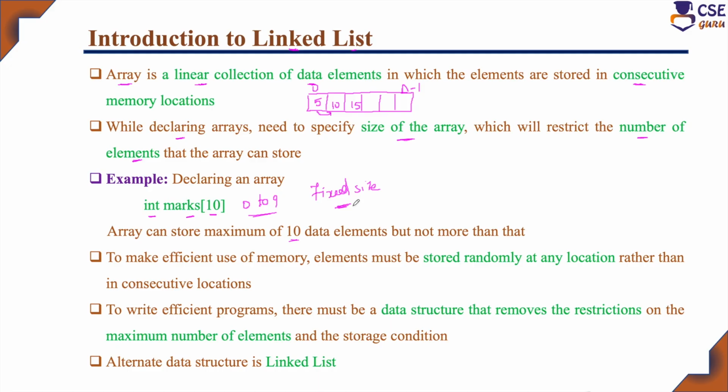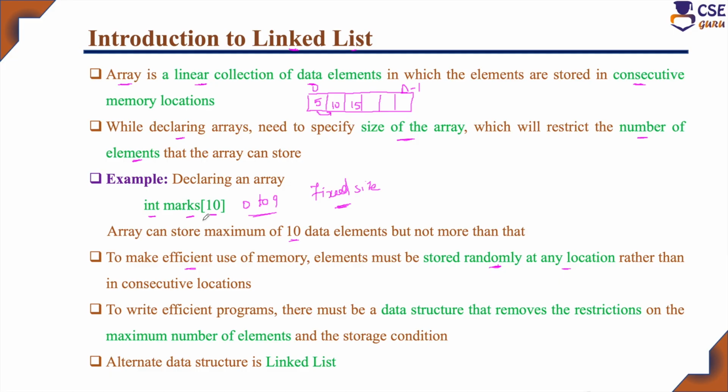To make efficient use of memory, elements should be stored randomly at any memory location. That is, in an array, the fixed size is the disadvantage. Suppose you declare the size of the array as 10, the operating system has to search for 10 sequential memory locations. If 5 memory locations are free at one place and another 5 at another place, it is not possible to allocate.